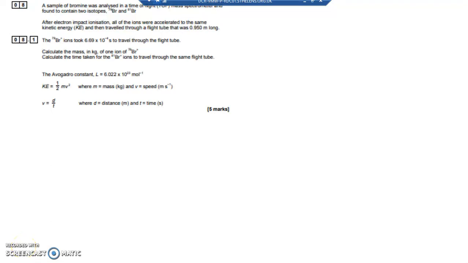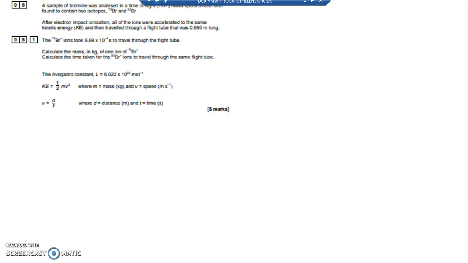Question 8. A sample of bromine was analysed with a time of flight mass spectrometer and found to contain two isotopes, 79Br and 81Br. So two atoms of the same element, same number of protons, same number of electrons, but different numbers of neutrons, and hence their different mass values of 79 and 81.